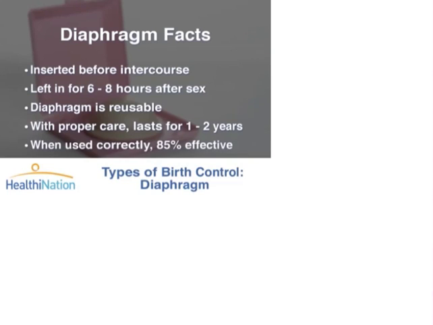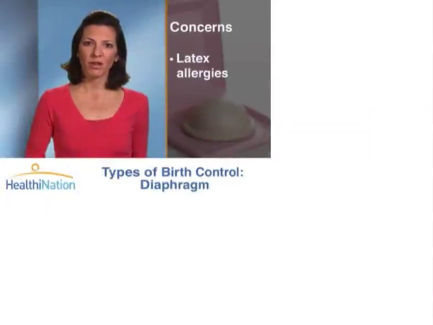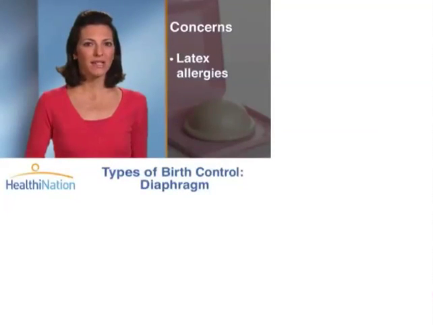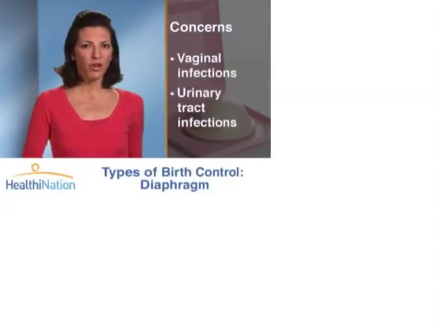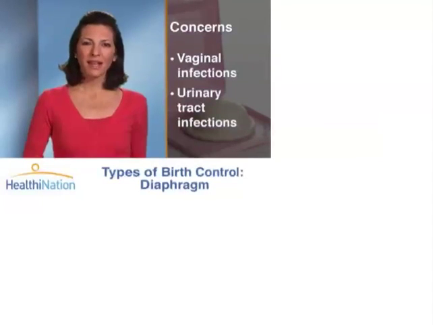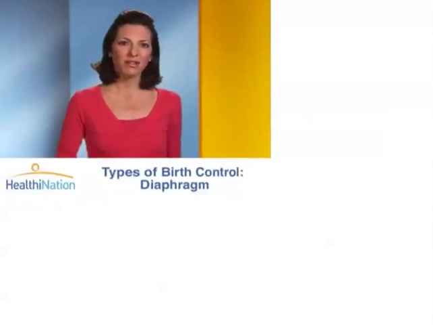When used correctly, a diaphragm is 85% effective in preventing pregnancies. This may not be right for everyone. Some people may be allergic to latex, so the diaphragm could cause a reaction. And in rare cases, women may be subject to toxic shock syndrome and vaginal or urinary tract infections. To get a diaphragm, you'll need to visit a doctor and be measured and fit for the right size.